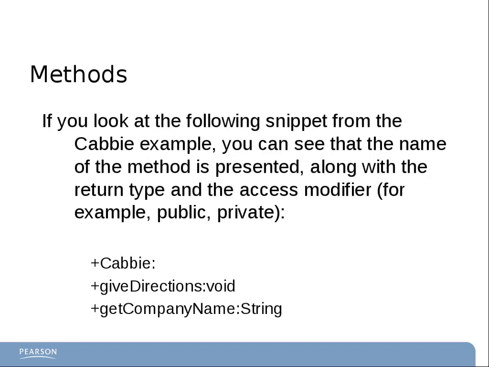Methods. The name method. Wow, these are really broken down. But anyways, plus, they're all public. Cabby, open close parentheses, give directions, open close parentheses, void. So I don't know what it's giving directions to. Get company name, open close parentheses, returns a string. Notice the return type is on the right-hand side, which is different than what you do in Java.